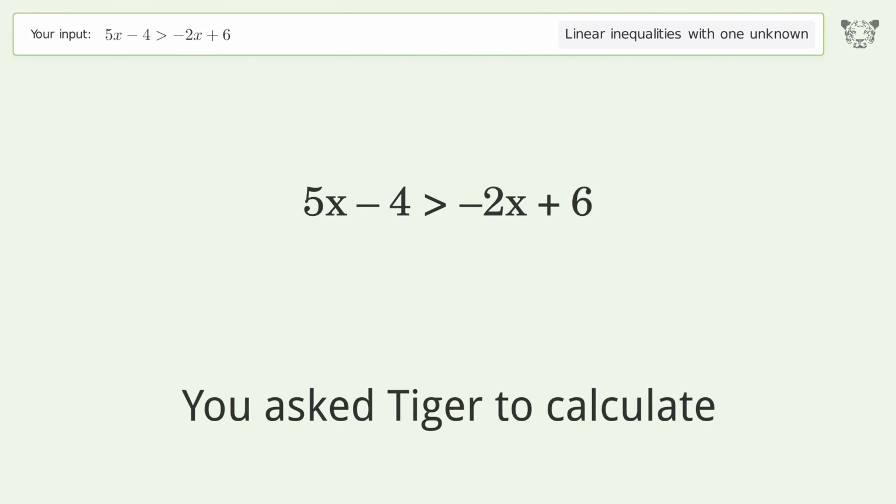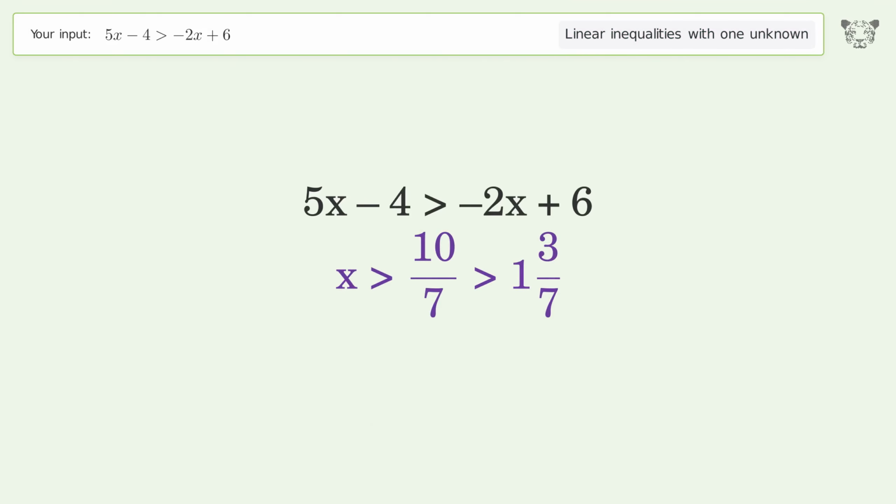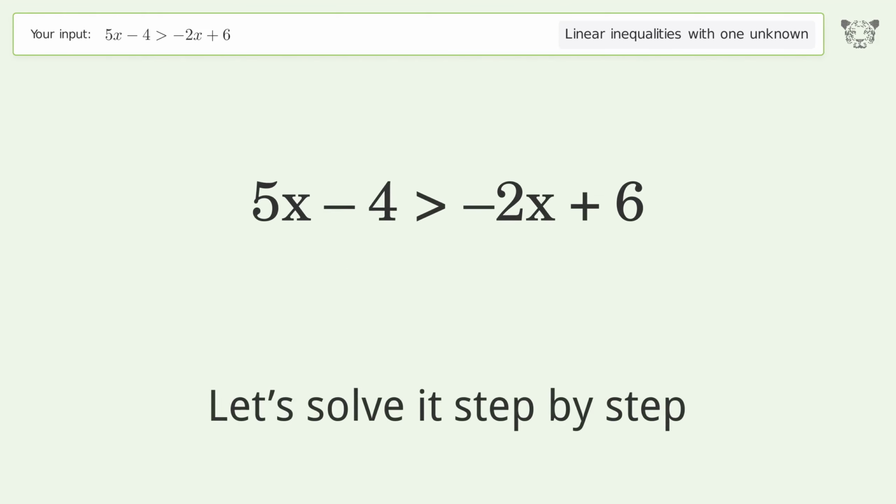You ask Tiger to calculate. This deals with linear inequalities with one unknown. The final result is x greater than 10 over 7 greater than 13 over 7. Let's solve it step by step.